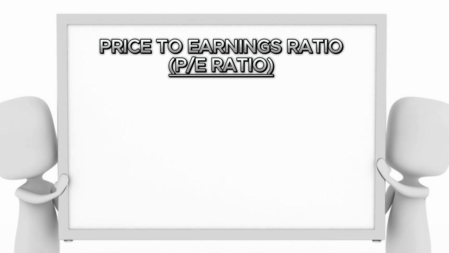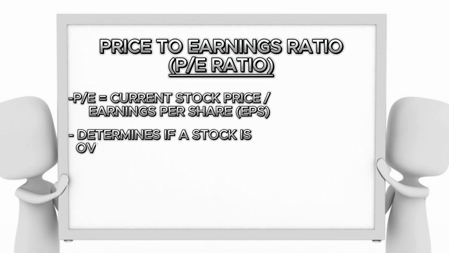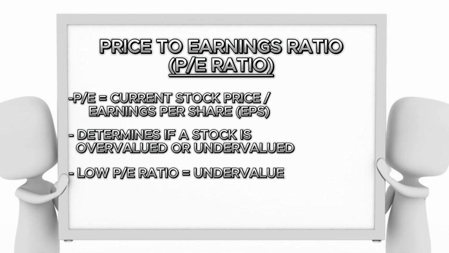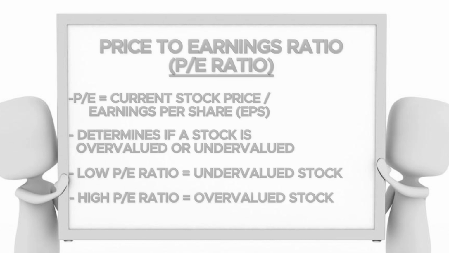Price to earnings ratio, PE. The price to earnings ratio is a financial metric that compares a company's current stock price to its earnings per share. It's often used to determine whether a stock is overvalued or undervalued. A low PE ratio may suggest that a stock is undervalued, while a high PE ratio may suggest that a stock is overvalued. For instance, let's again consider Apple at the end of 2023.